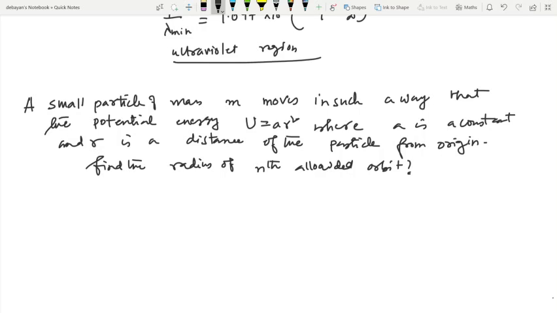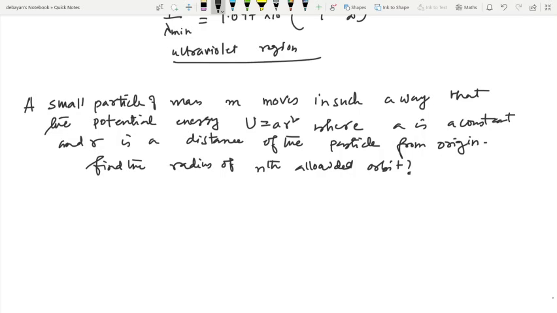Potential energy is given and you have to find the radius of the nth allowed orbit. স্যার আনসার বলবো। বলো। r equals to, স্যার, h to the power 1/4, n square h square divided by 8 m pi square. হ্যাঁ, সেটা কিভাবে করলে?